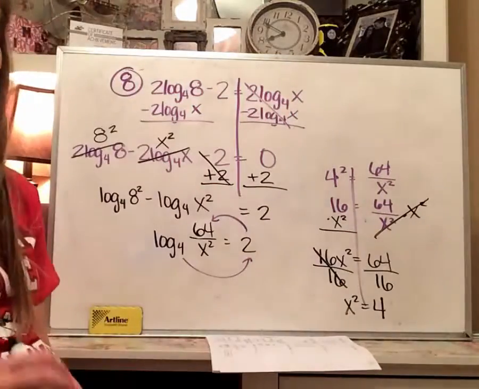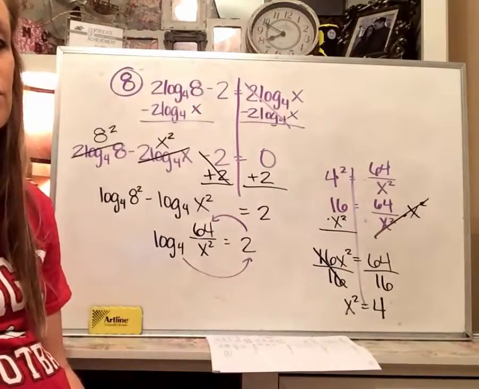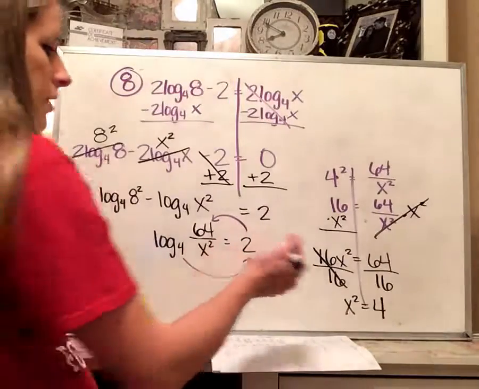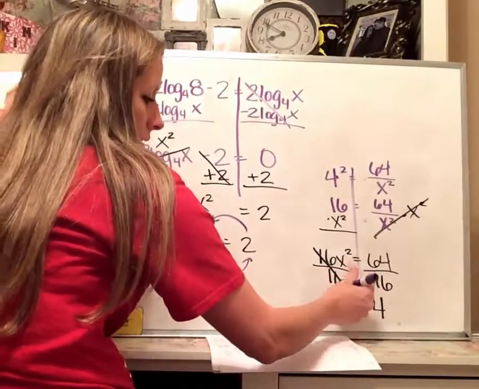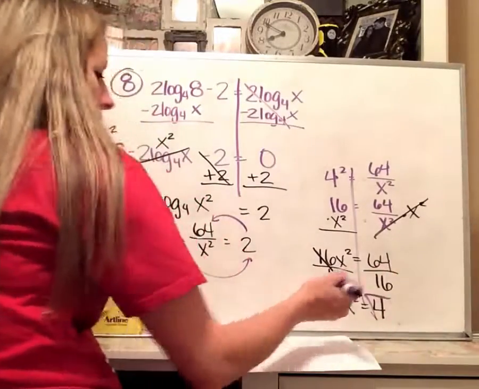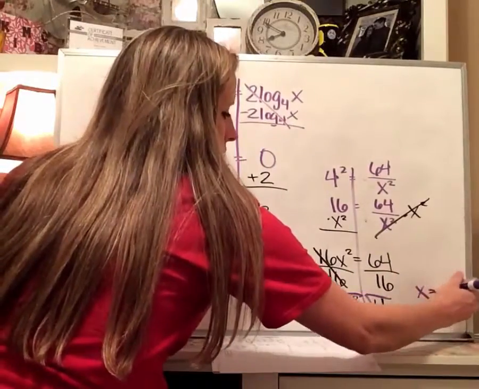We still aren't done because we don't have x by itself. So how do we get rid of the squared? The opposite of squaring something is square rooting it. So square root both sides, and x equals 2.